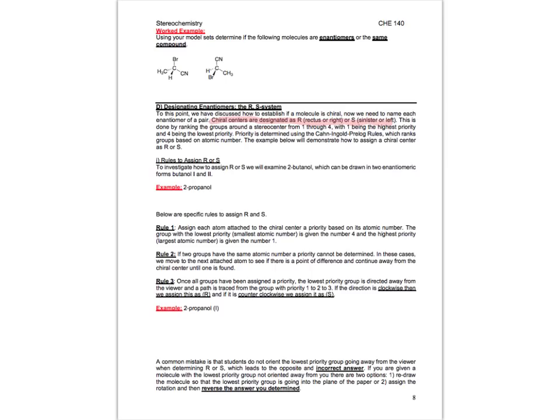The way that we assign priority is through what's known as the Cahn-Ingold-Prelog rules, which ranks groups based on their atomic number. Best way to learn how to assign a chiral center as R and S is just to do it. So let's zoom in.